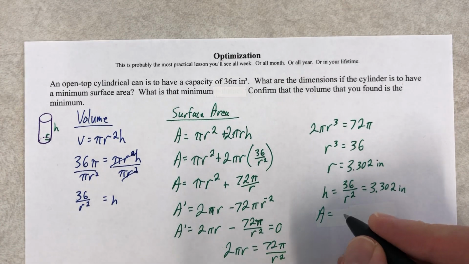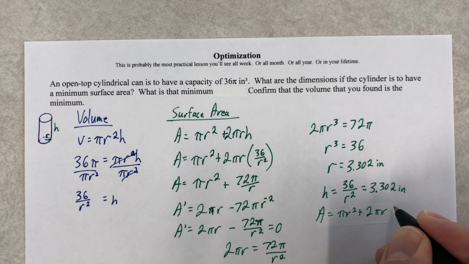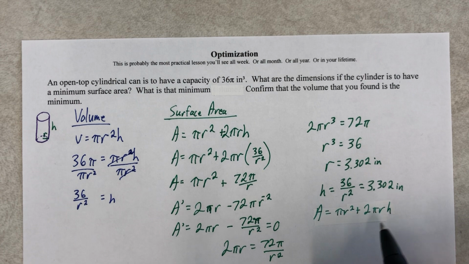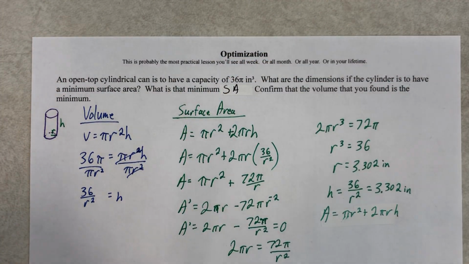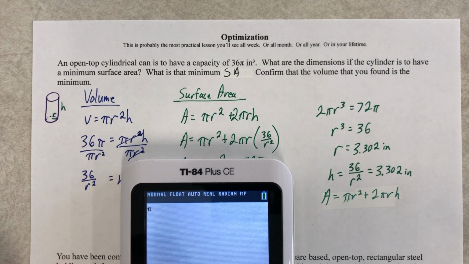All right, so the area is pi r squared plus 2 pi r h, or any of these substitutions, not the derivative. And what we're going to do is plug these values in for r and h. I apologize for that. There was a typo. This minimum surface area, I'll just abbreviate surface area. And so let's type this in. Wow, that was a massive mistake.